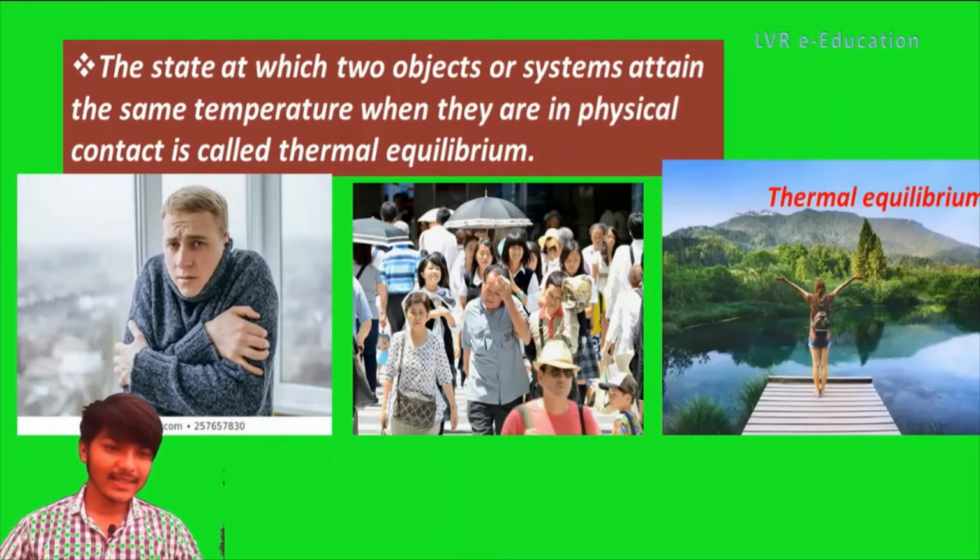But in this case, this lady is feeling very pleasant. Why? Because her surroundings are pleasant and her body temperature and the surroundings temperature are equal. There will be no heat flow between them. So this state is called thermal equilibrium.